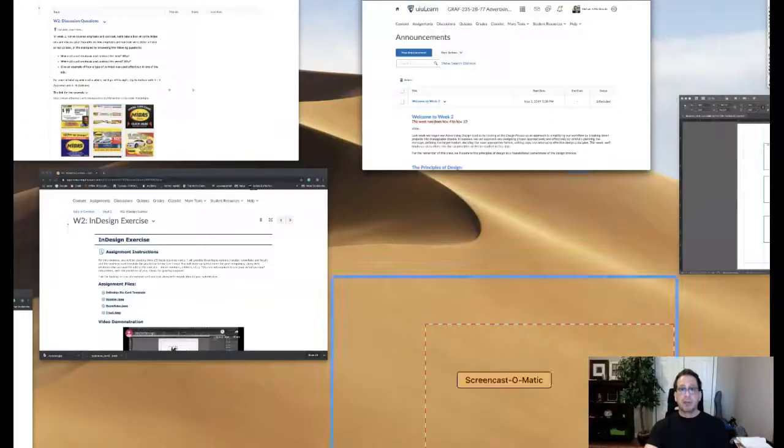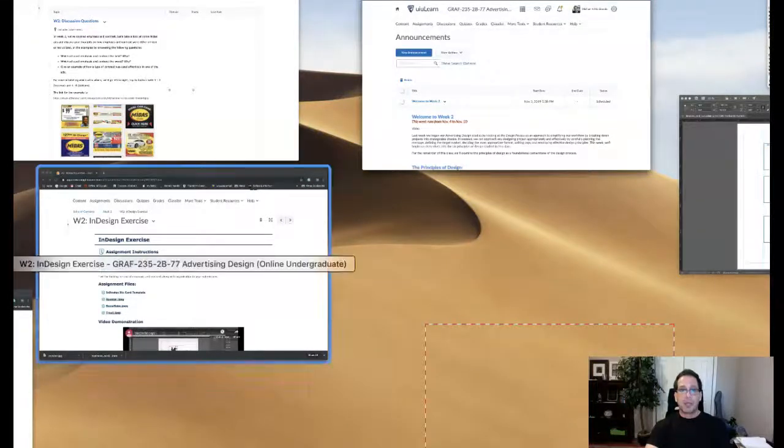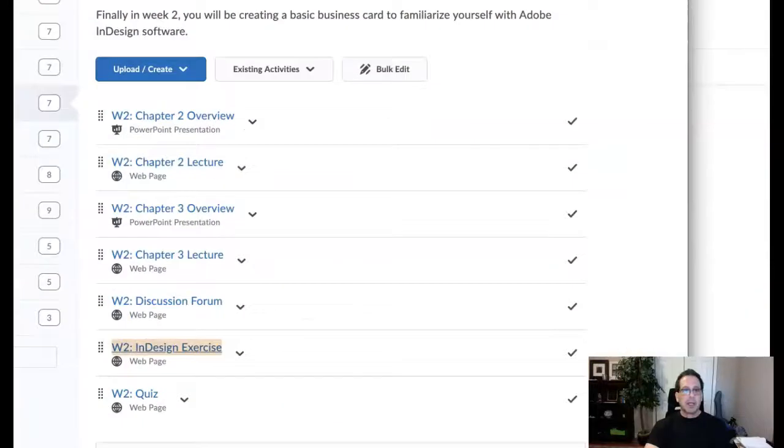I just want to go through the class real quick in terms of what we have in store for week two. A lot of this is self-explanatory, so we won't really take a look at opening these up and looking at them. But we've got chapter two. Now notice we have two chapters this week. We have the chapter two overview and the chapter three overview. We also have associated lectures, chapter two lecture and chapter three lecture. So be sure that you're aware there's two lectures and two overviews this week.